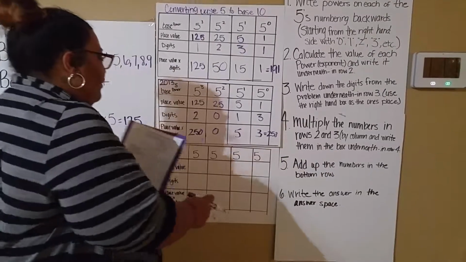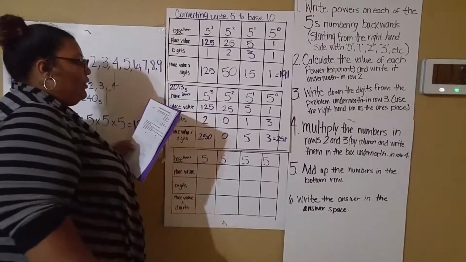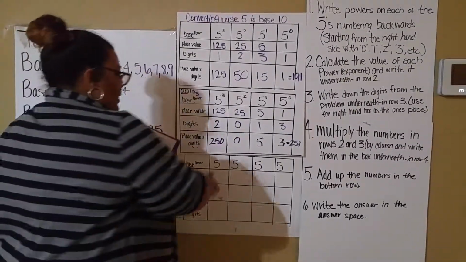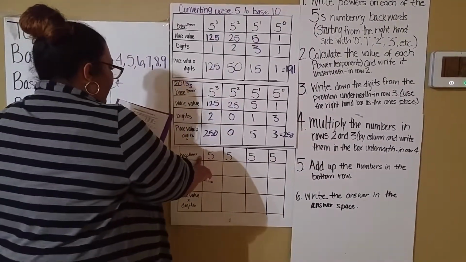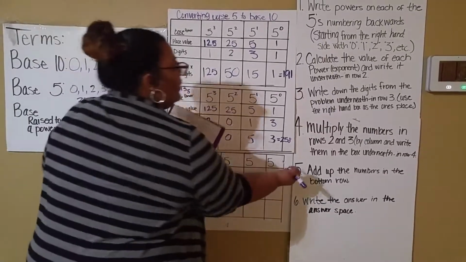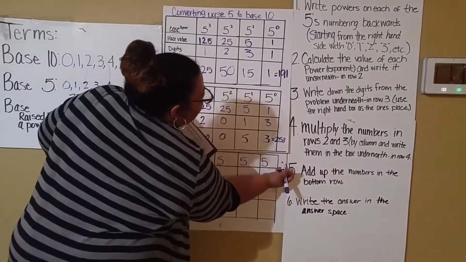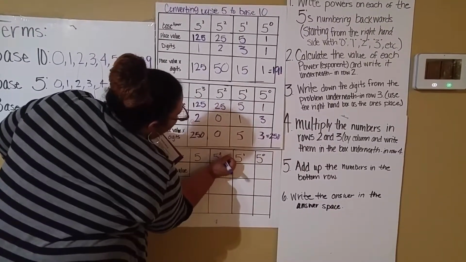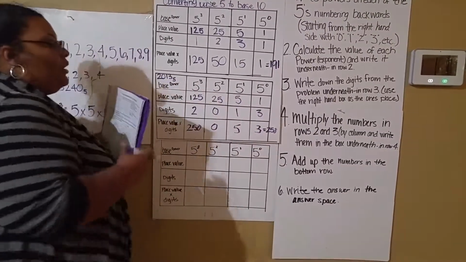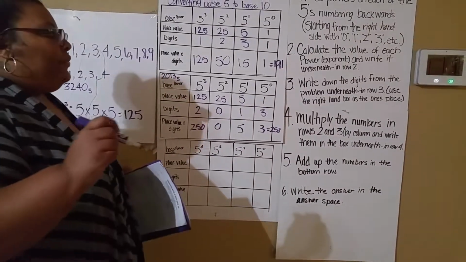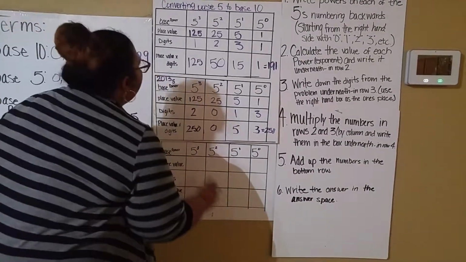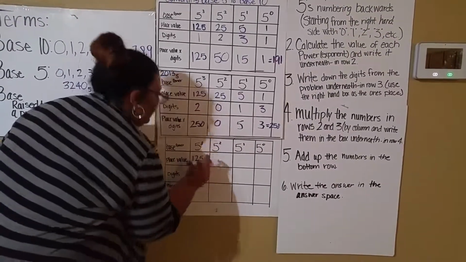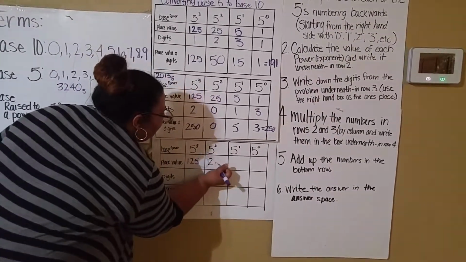And here is our third and final example. Our problem is 1,342 subscript 5. Again, we write down our powers, numbering backwards, starting with 0, 0, 1, 2, and 3. We'll calculate the value of each power and write it underneath into row 2. 5 to the third power, 125. 5 to the second power, 25.